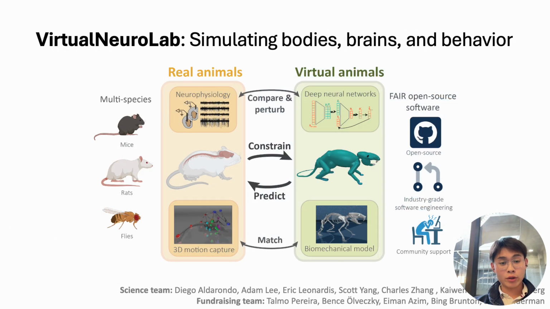This is a quick schematic illustrating that we're trying to do real animal and virtual animal alignment. Here we have multiple animal bodies, but for this study we'll focus on the rodents, as it is one of our first bodies.